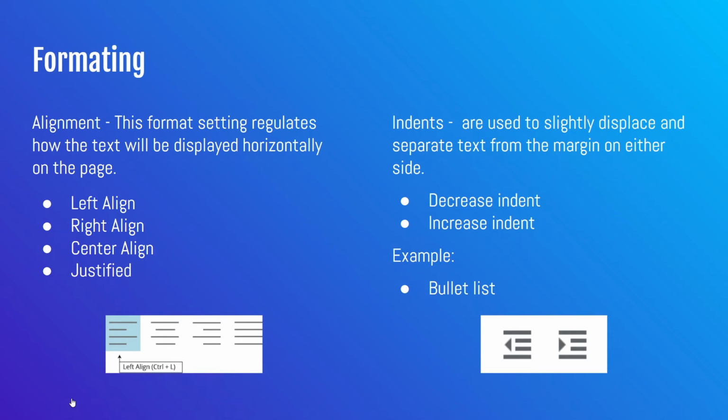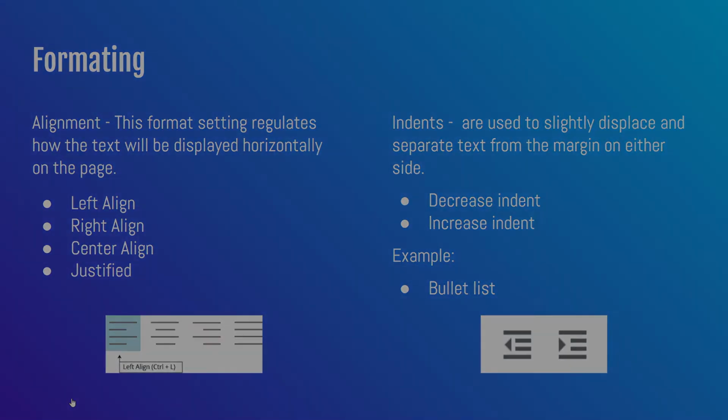Indents. Indents are used to slightly displace and separate the text from the margin on either side. The decrease indent button moves the paragraph one tab stop to the left. An example of this would be a bullet list. Formatting.